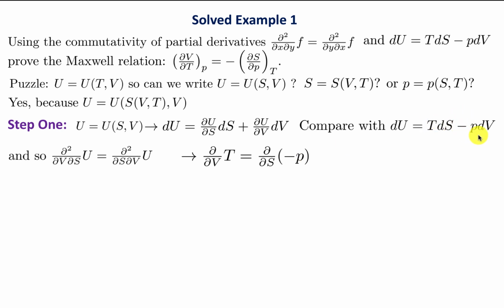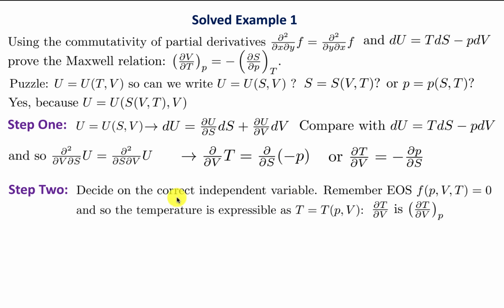Remember that this minus P is the coefficient over here. So this was dU by dV, and now we're differentiating this with respect to S. Means that dT by dV can be written as this, obviously. The only thing to figure out is what is being held constant over here and over here, because when we take partial derivatives, we have to make sure that the correct quantity is held constant.